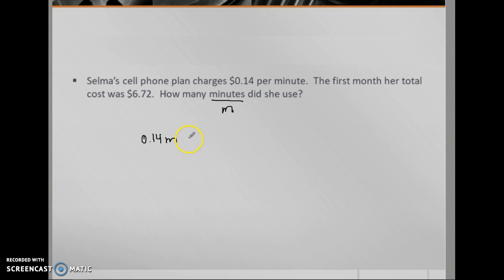And we know that her total bill for the first month was $6.72. So we'd have that set equal to $6.72. So we can easily see our equation now. To find m, we're going to divide by our 14 cents and get m to equal 48. So this means that Selma used 48 minutes for that month. And you can double check 48 times 0.14, and that does multiply to $6.72.